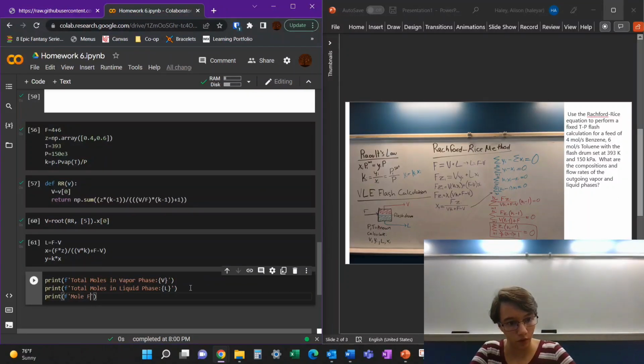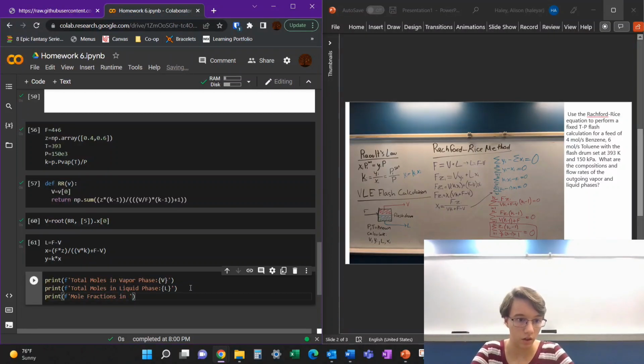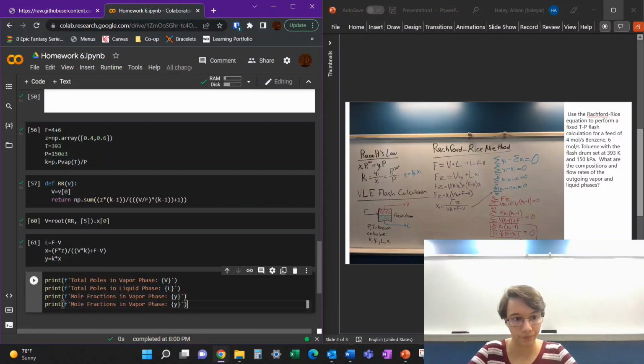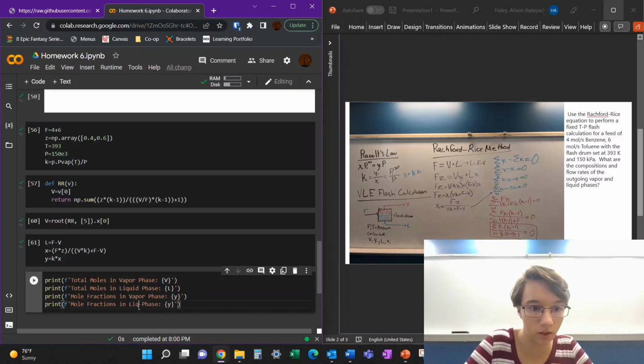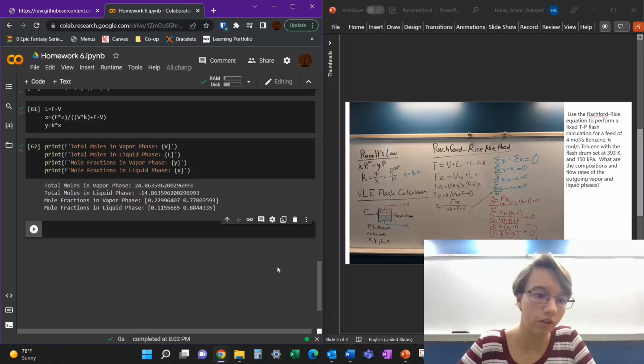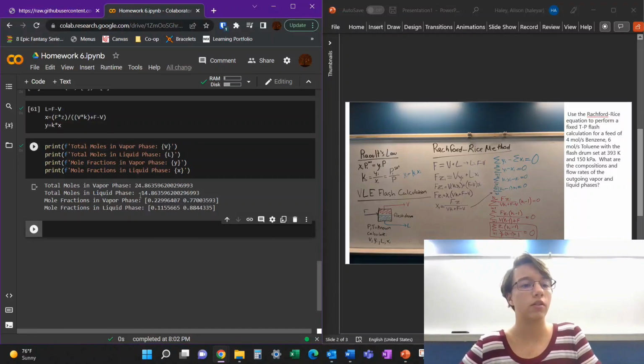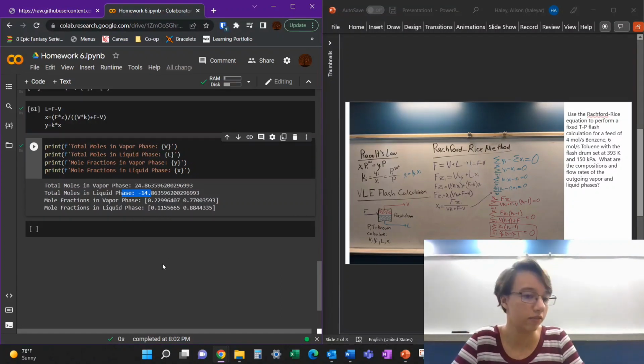And then we can print mole fractions in vapor phase, those are our Y's, and then copy that and paste it, but this time we want it in the liquid phase, and then X. Alright, so shift enter. So you'll notice something that's a bit strange here. You can see that our total moles in the liquid phase is negative.